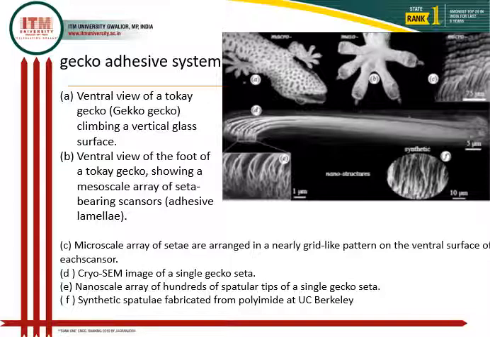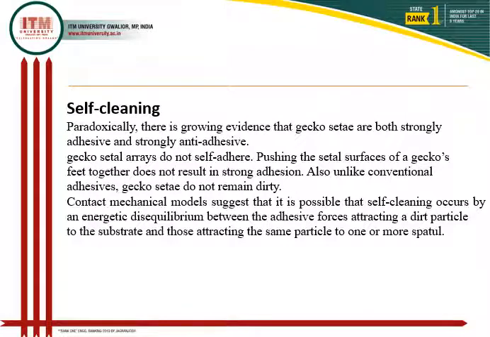As the surface area continuously increases using this small structure behavior, this increase in surface area helps a lot in the development of adhesion in these creatures. The gecko setae that we have shown in the last slide are very strong adhesive and also strongly anti-adhesive, very adhesive and again anti-adhesive.